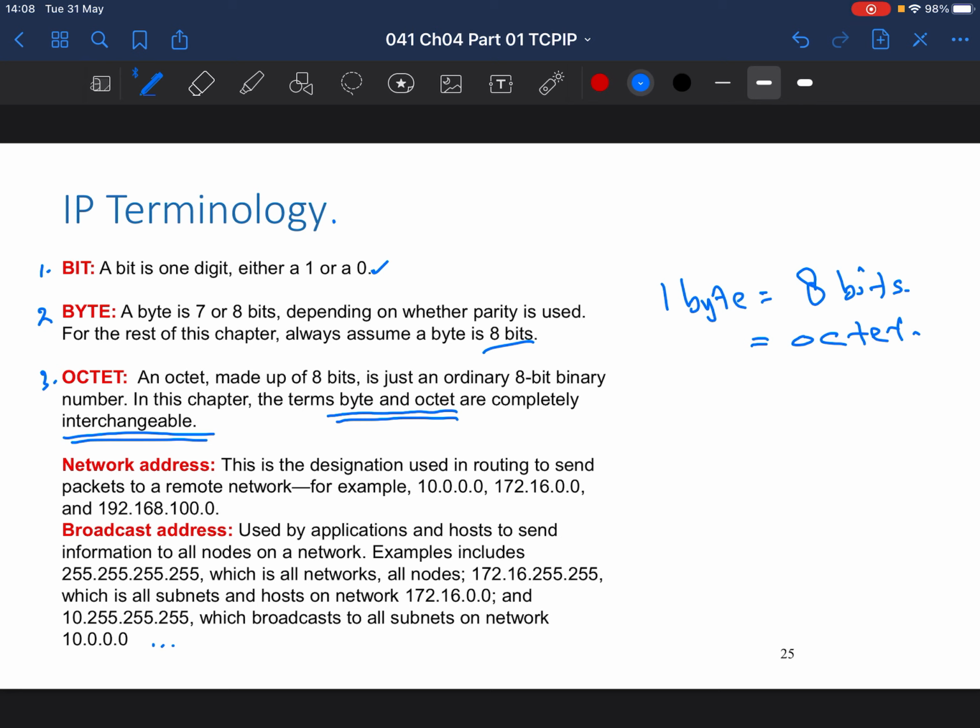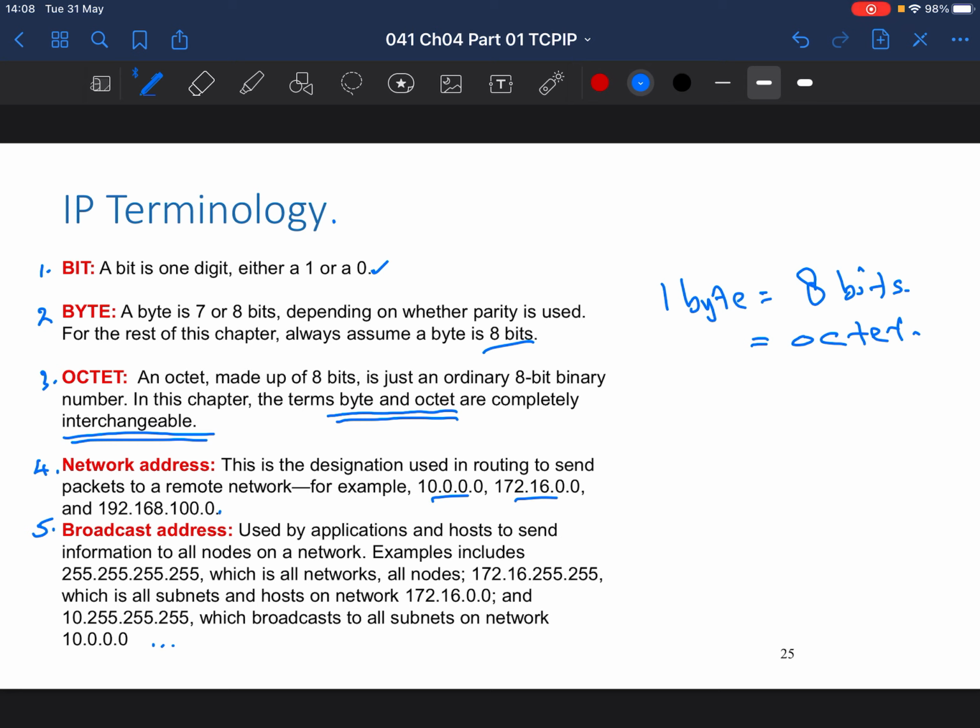Fourth is network address. This is the designation used in routing to send packets to a remote network. For example, 10.0.0.0, 172.16.0.0, or 192.168.100.0. This is the example of the address. We will discuss further about this later.